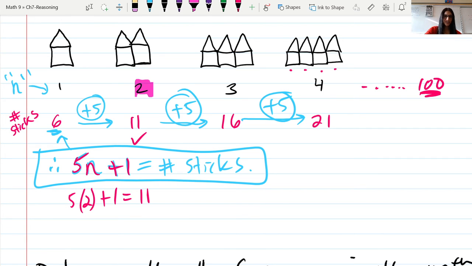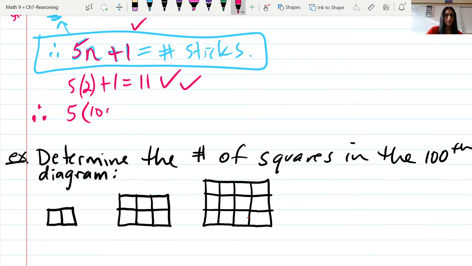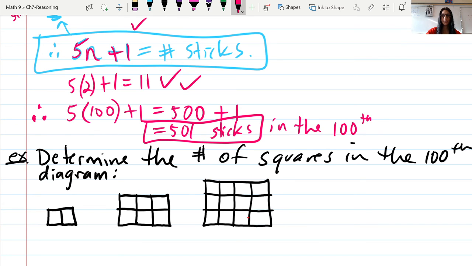Now that I know that, so this I use to check to see if I'm correct, then, therefore, that's what these little dots mean, I can use that to figure out what it must be for the 100th diagram. So 5 times 100 plus 1 means in the 100th diagram, 5 times 100 gives me 500 plus 1. So I would have 501 sticks. So this would be my answer in the 100th figure.